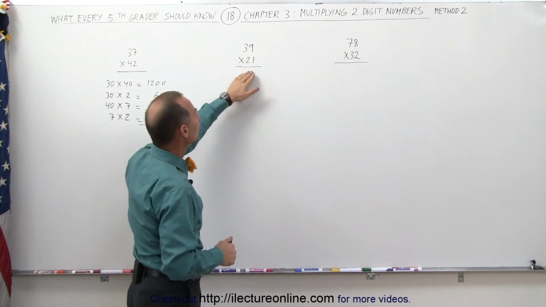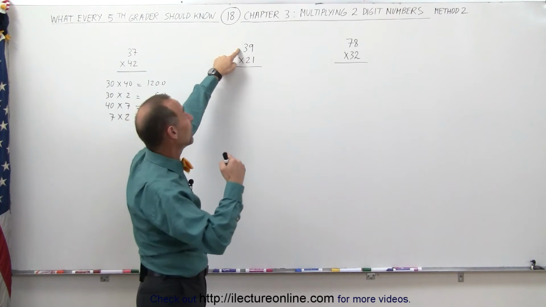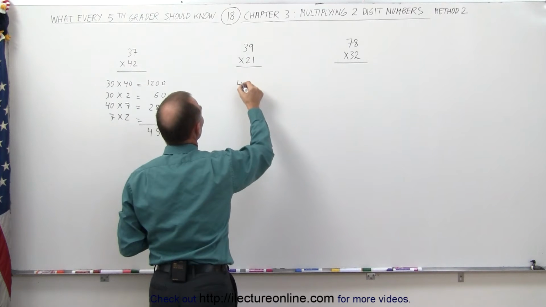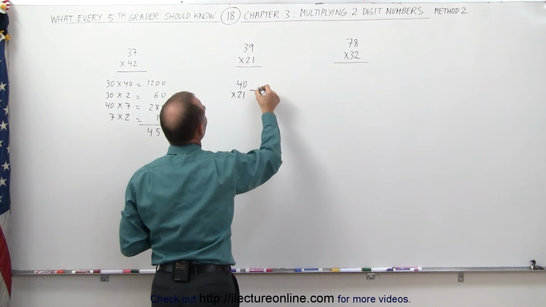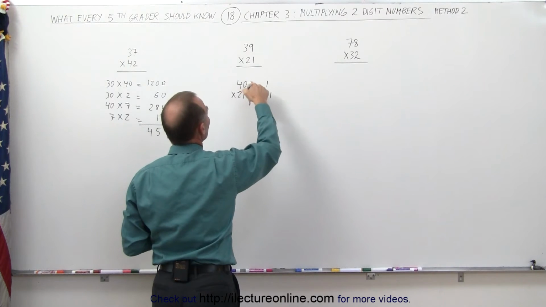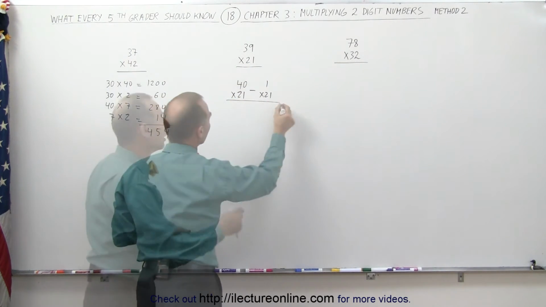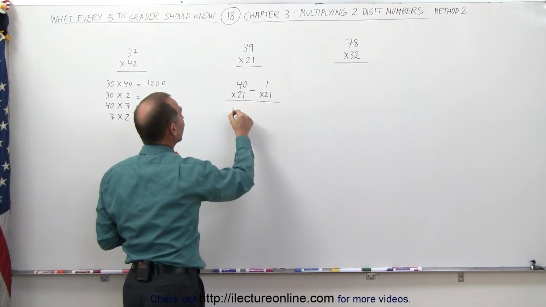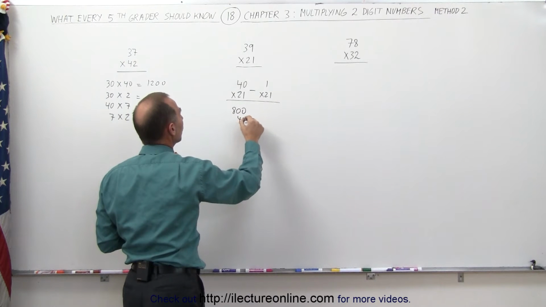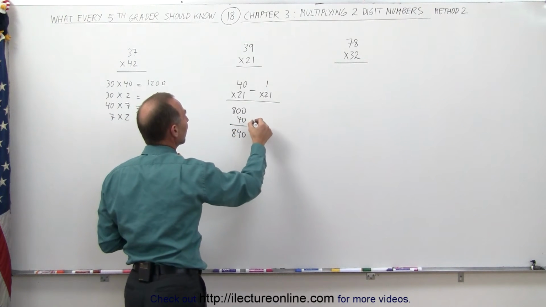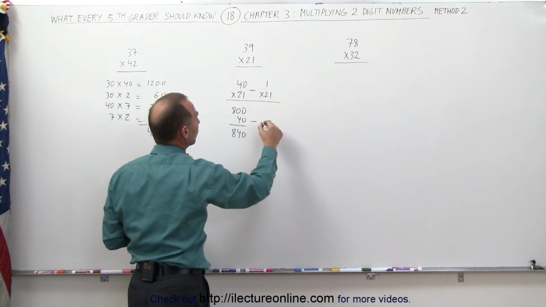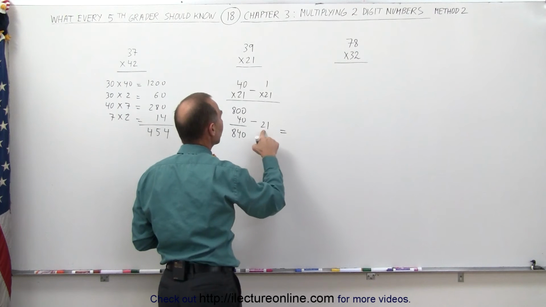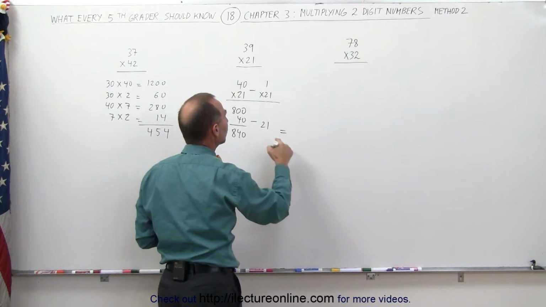Another technique that you can use is, for example, when one of the numbers is very close to the next 10. For example, 39 is very close to 40, so you can write this as 40 times 21 minus 1 times 21, because 40 minus 1 is 39. 40 times 21 is relatively easy because that becomes 20 times 40, which is 800, and 1 times 40, which is 40, which gives you 840. If you then subtract from that 21 times 1, which is 21, 840 minus 21 is the same as 840 minus 20, which is 820. And now subtract 1, which is 819.